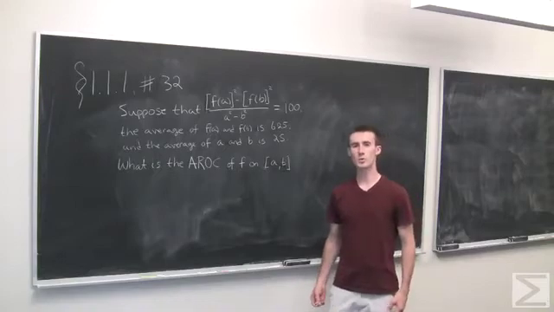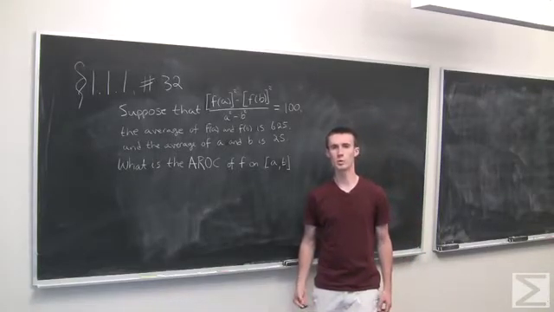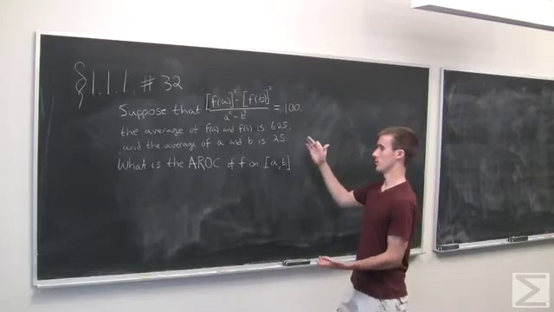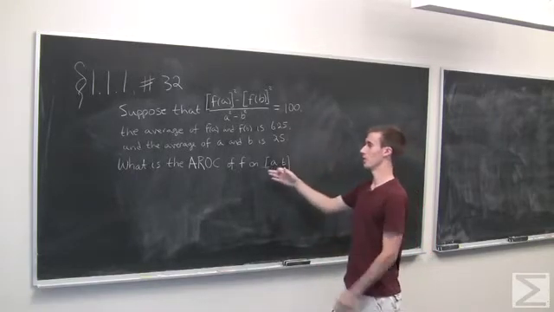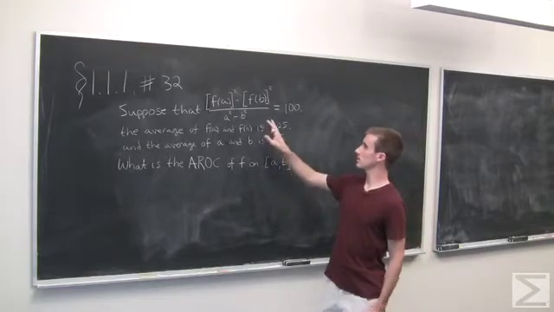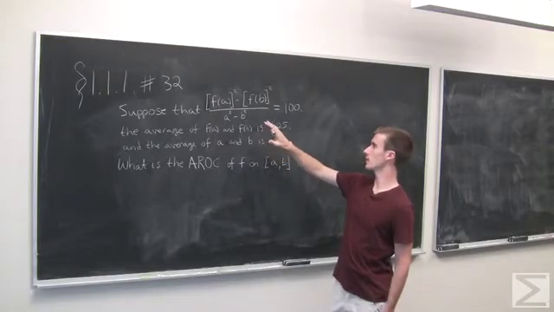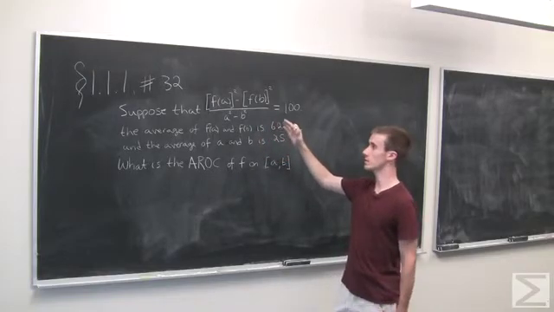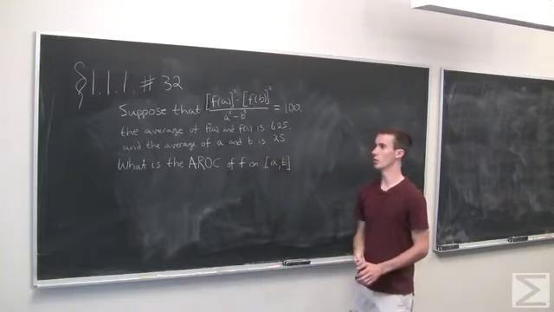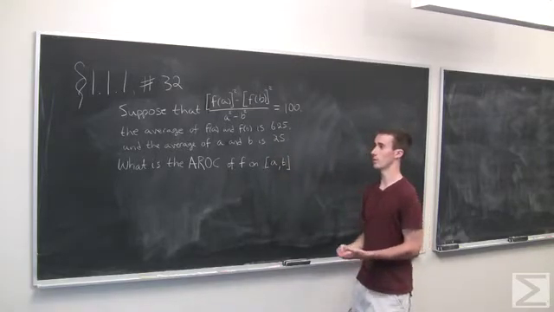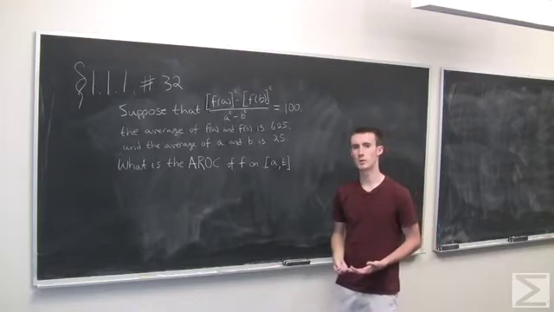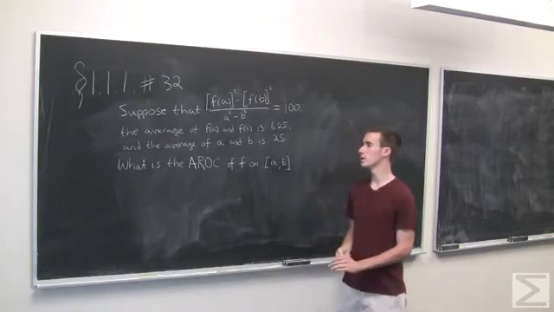So for problem number 32 of section 1.1.1, we have a lot of information here that we have to somehow sort through to find the average rate of change of f. Well, we're given this: suppose that (f(a)² minus f(b)²) over (a² minus b²) is equal to 100. We know that the average, or mean, of f(a) and f(b) is 625. And we also know that the average, or mean, of a and b is 25.